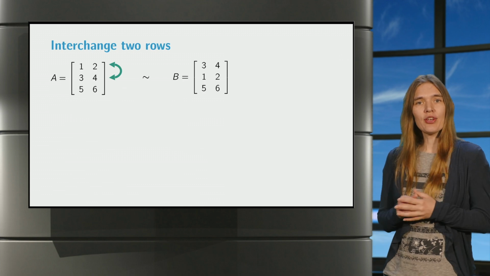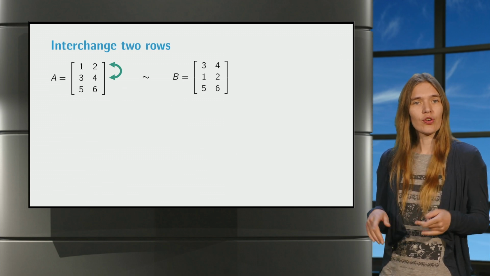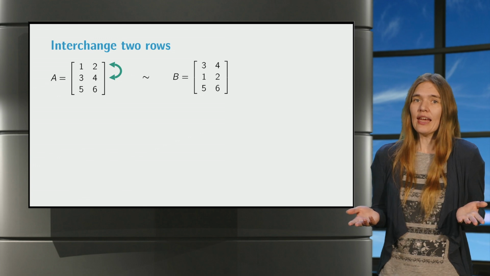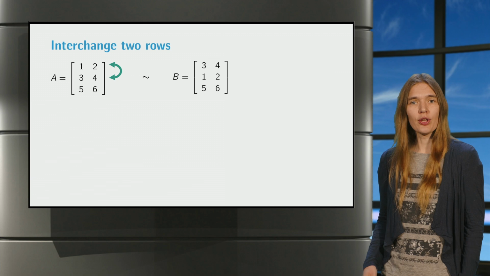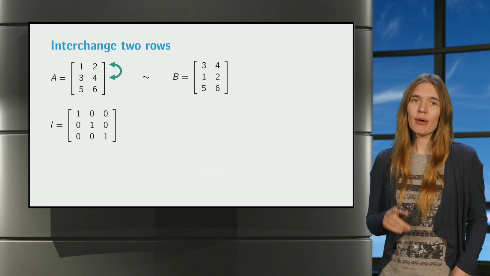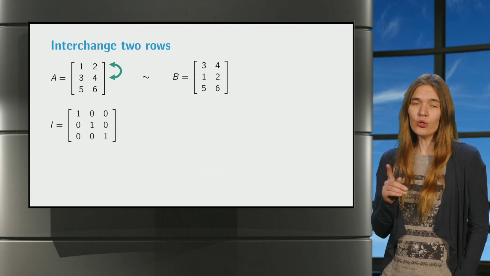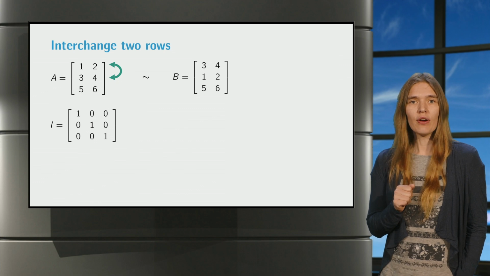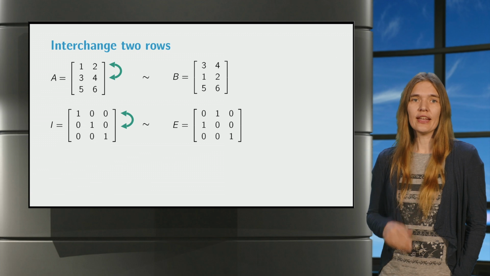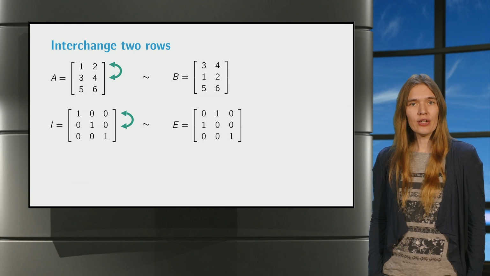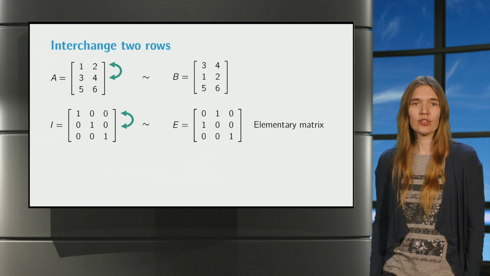The first elementary row operation interchanges 2 rows of the matrix. This turns A into B. To capture this concept in the form of matrix multiplication, we take a 3 by 3 identity matrix. Note, 3 is the number of rows of our original matrix. We perform a row operation on this identity matrix. The new matrix is called an elementary matrix.